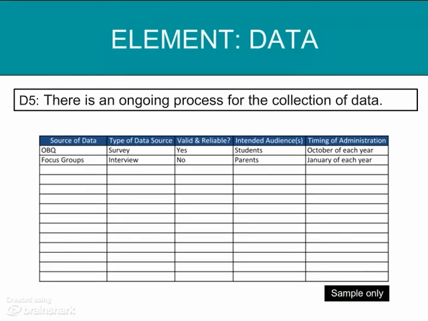Desired state number 5 asks the school to explain what their ongoing process will be for the regular collection of data. We are looking to see that the school is not leaving ongoing data collection to chance. Therefore, the plan should be as specific and detailed as possible and include what data sources are available, when and how often they'll be administered, and what they will measure.